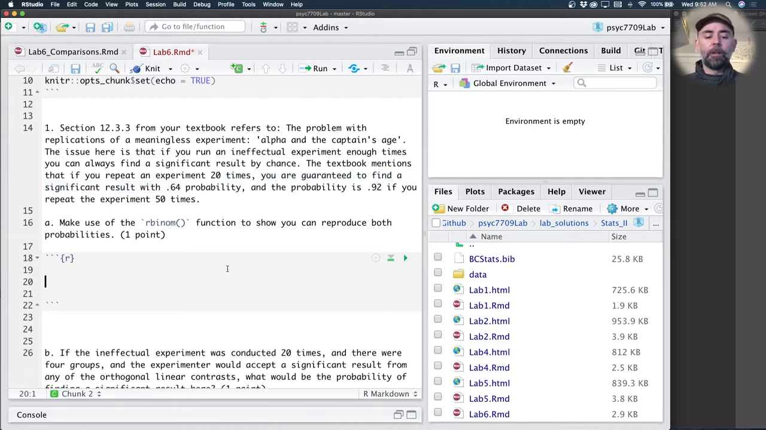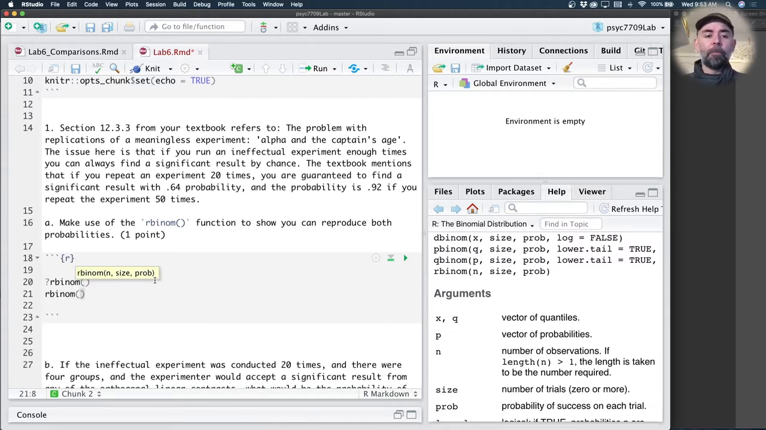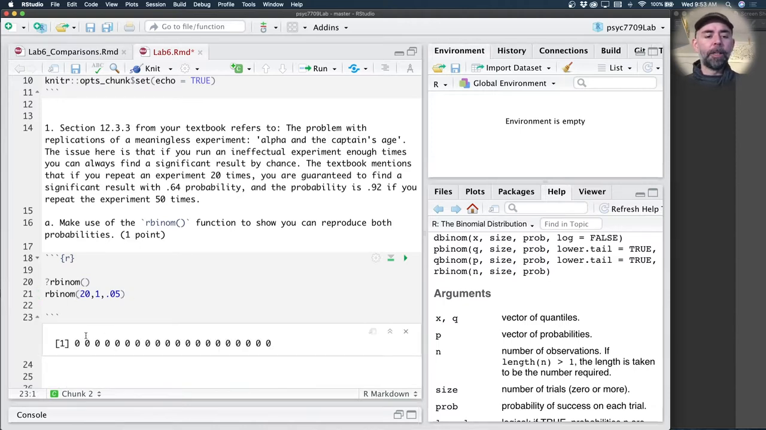Let's go ahead and do that. So here's the R rbinom function. We've used this in previous lectures. And just to remind, n is the number of observations, size is the number of trials, and prob is the probability of success on each trial. So for example, if we are going to run an experiment 20 times, every time we run the experiment, we do it once. And there's a probability that we'll get a result less than 0.05. What's the probability of that? 0.05. Well, getting that result happens 5% of the time. So we're going to basically see here a bunch of zeros.